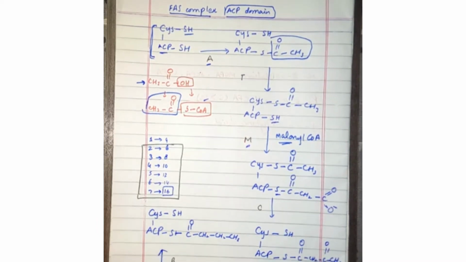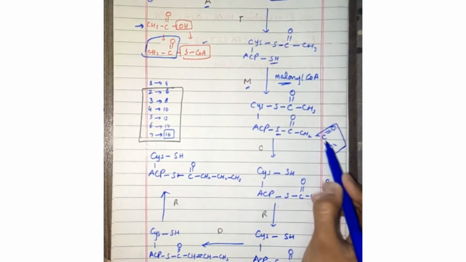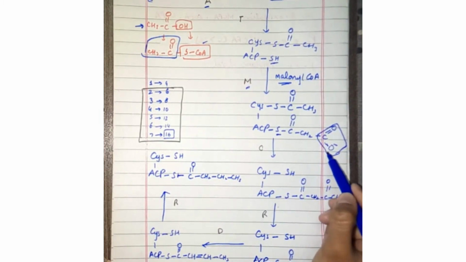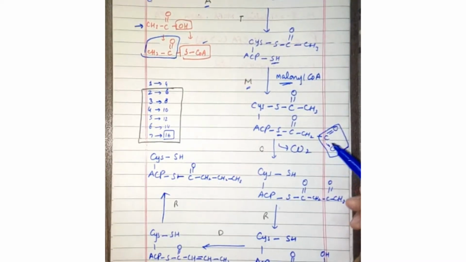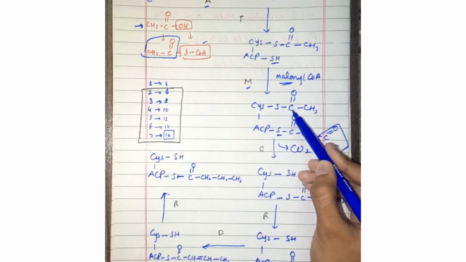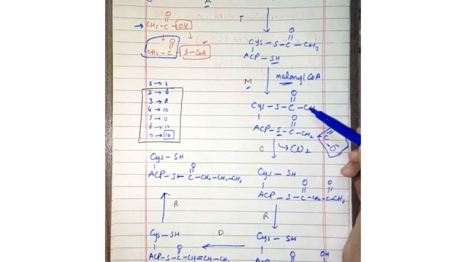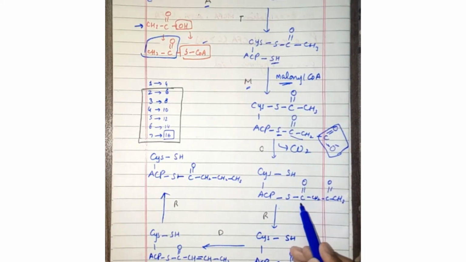The next step is condensation. What will happen in condensation? This carbon double bond oxygen along with this oxygen will be released in the form of carbon dioxide. In condensation, 1 carbon is released in the form of carbon dioxide, and the acetyl part that was attached to the thiol group of the cysteine residue will move and get attached to this structure of the ACP domain. So here, 1, 2, 3, 4 carbon structure is attached to the thiol group of the ACP domain.